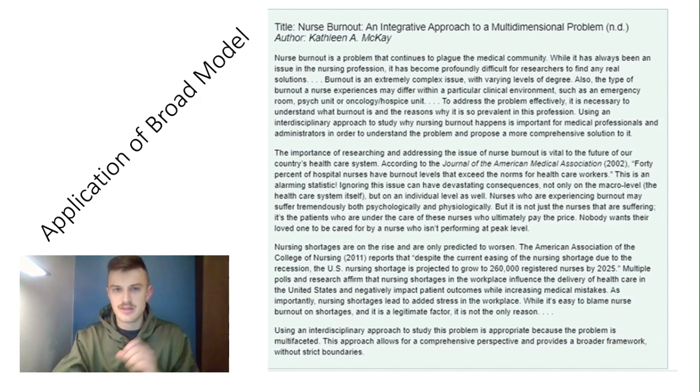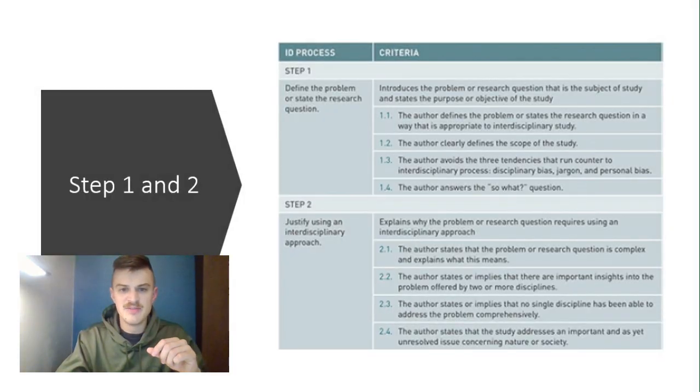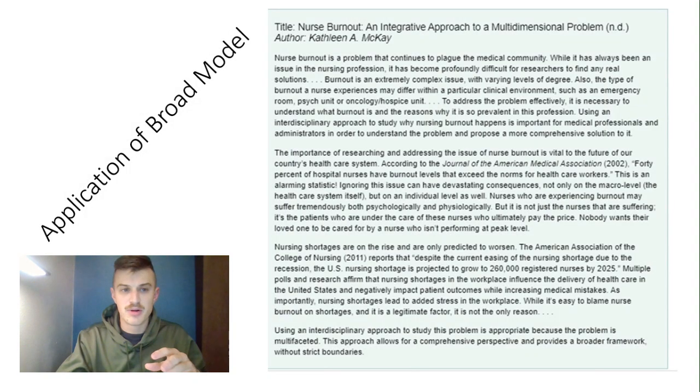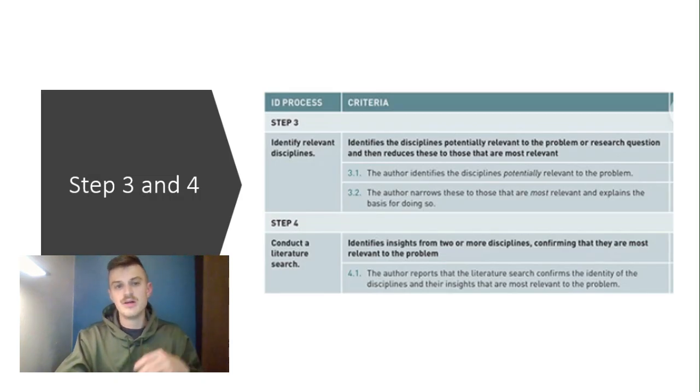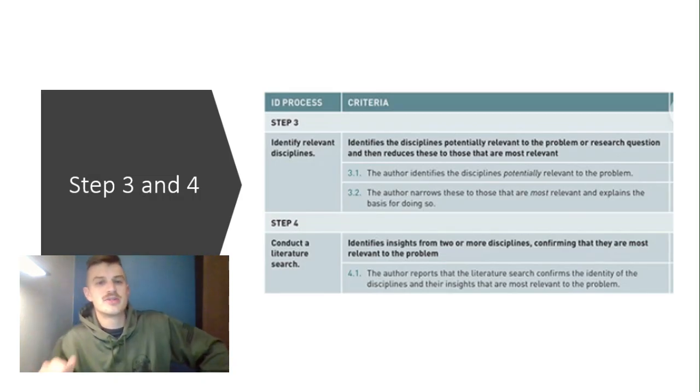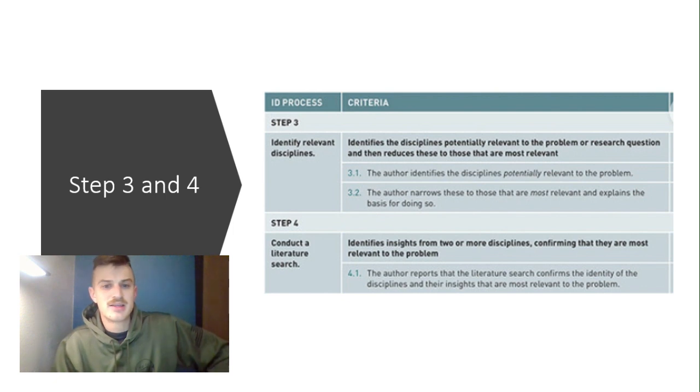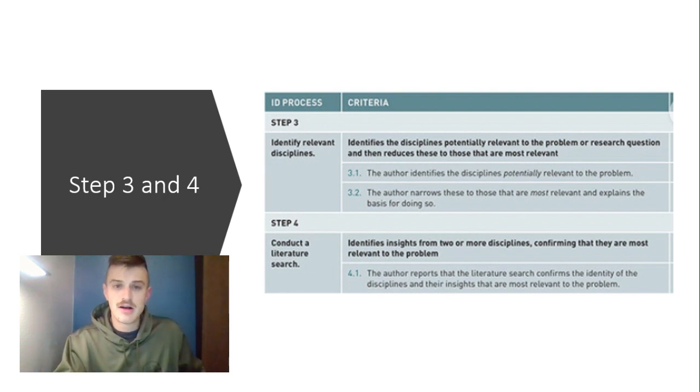So for step one, this person has absolutely done a great thesis here on why we need to do more research into this topic. And she definitely, at step two, just to speed it up a little bit, justified why an interdisciplinary approach is necessary. So we're going to jump into steps 3 and 4, which is identify the relevant disciplines and conduct a literature research. Given the task at hand, we're going to use a different example.